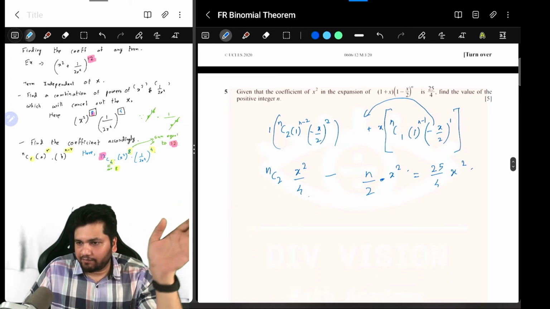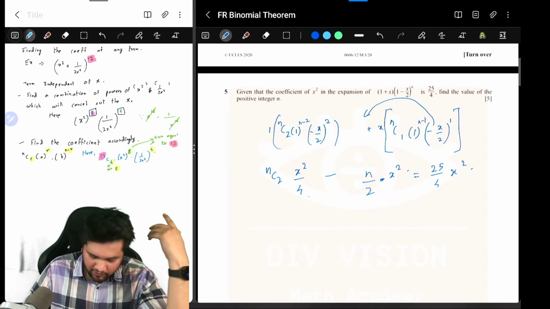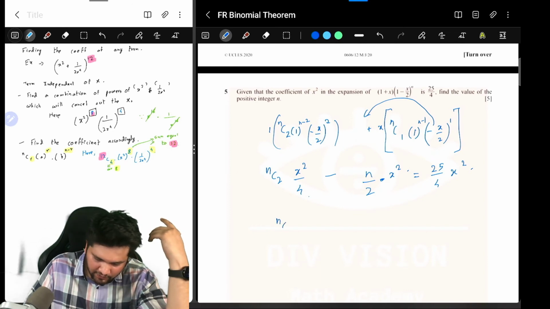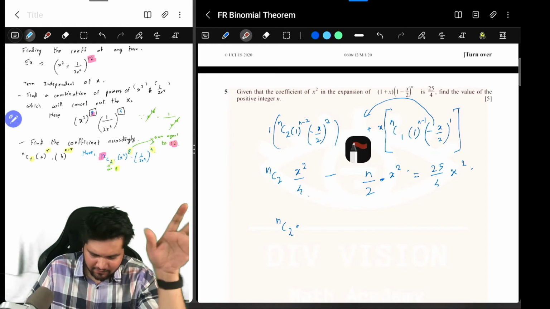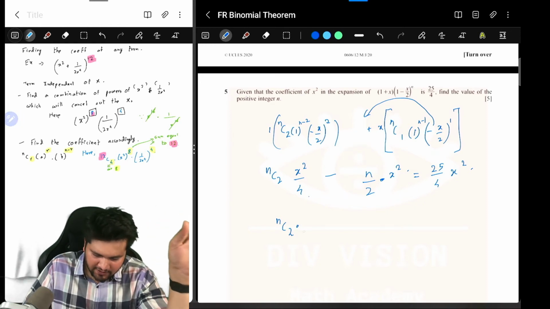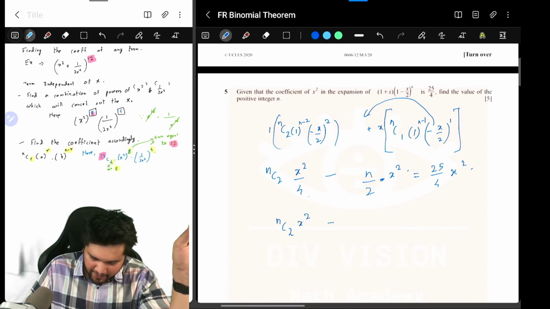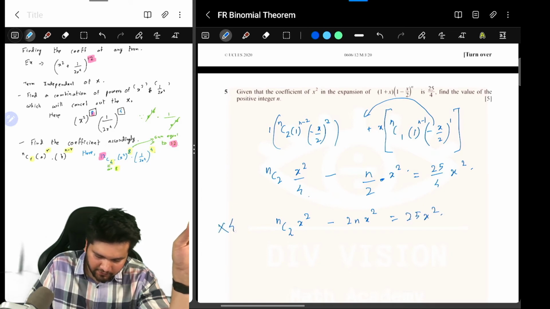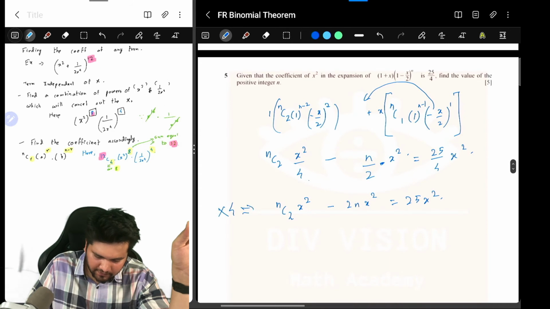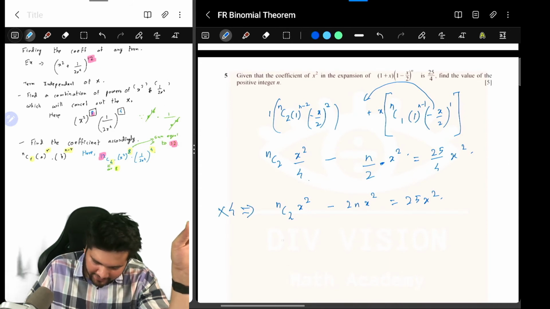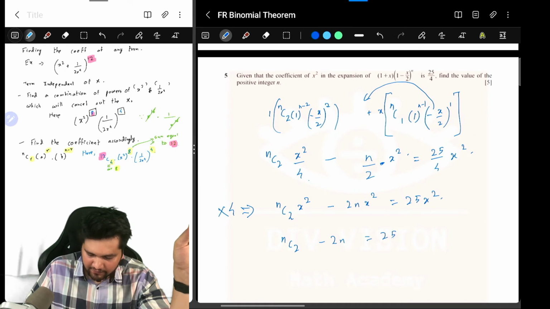Now just to make it better, I'll multiply everything by 4, so I'll get nC2 into x square. In fact, just forget this x square, just remove it. So nC2, let me write it, x square minus 2n x square is equal to 25x square, multiplying it by 4. Okay, this will give me this thing, and finally I'll get nC2 minus 2n is equal to 25. Correct everyone?